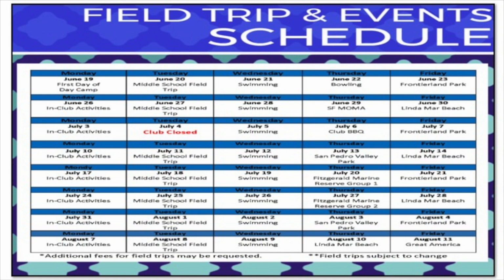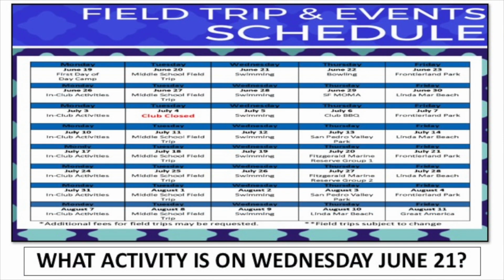Now here you can see a type of program: field trip and events schedule. And you can see it's over many days. So this is why we call it a program, because it's not just one day. So now let's see who can read the program correctly. What activity is on Wednesday, June 21st? So who can tell me? Who can find June 21st?